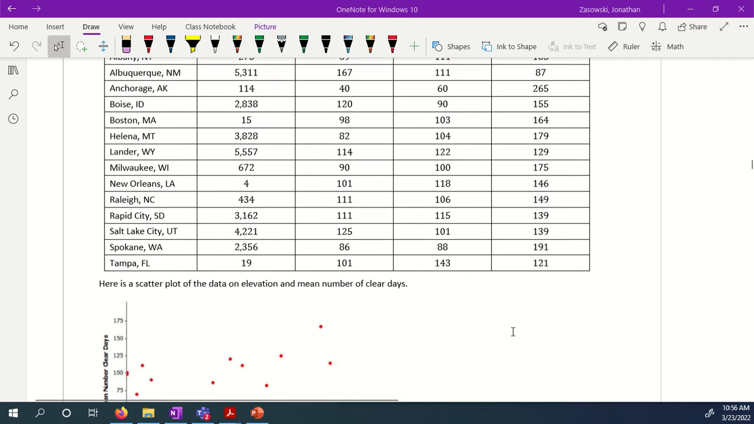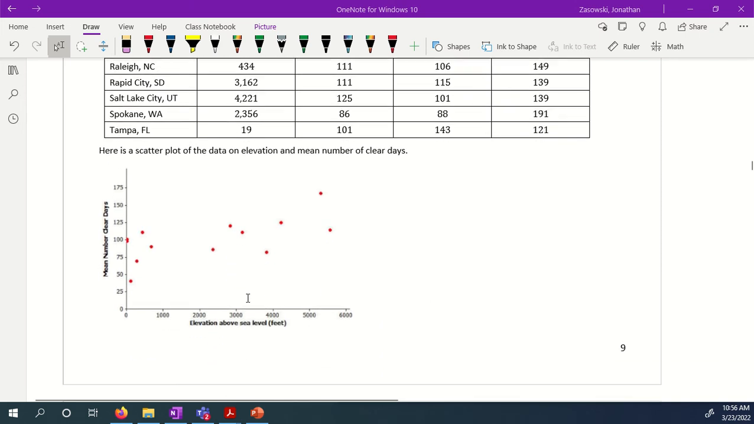This is an example of a scatter plot of that data. You can see that the y-axis here is the number of clear days, and the x-axis is the elevation above sea level. Now remember, we talked about independent and dependent variables. This would be our independent variable, and this would be our dependent variable. That's why they're on those axes here. We don't have to label x and y normally, as long as we've labeled the axes with words for what each represents.